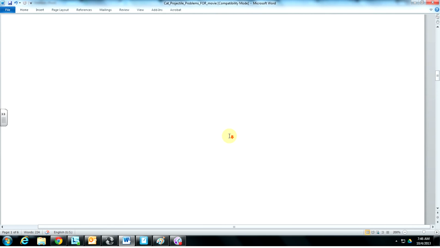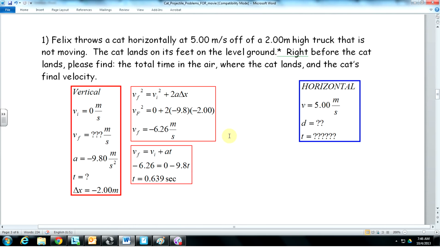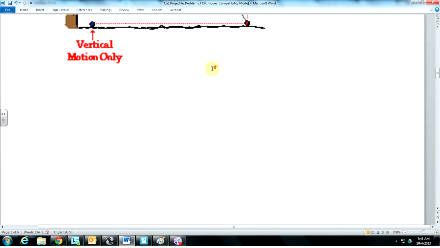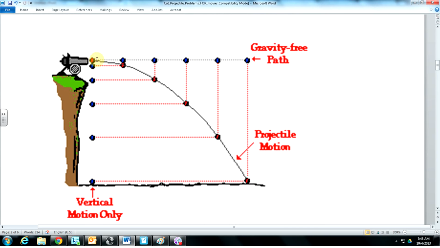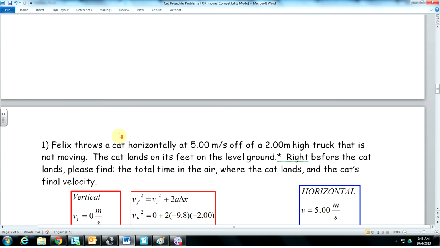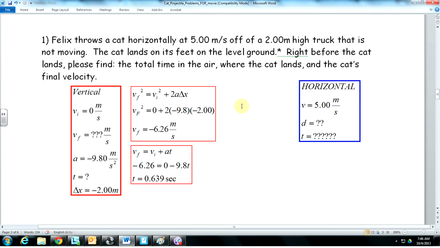So let's take a look at a little problem here. So we have a cat that's going to be thrown horizontally off of a little 2-meter high truck, off the back of the truck. It's 2 meters high and it gets thrown sideways. So this is very similar to this. We have an initial horizontal only velocity of 5 meters per second moving to the right. And then the cat's going to accelerate downwards and obviously land safely on the ground as cats do.